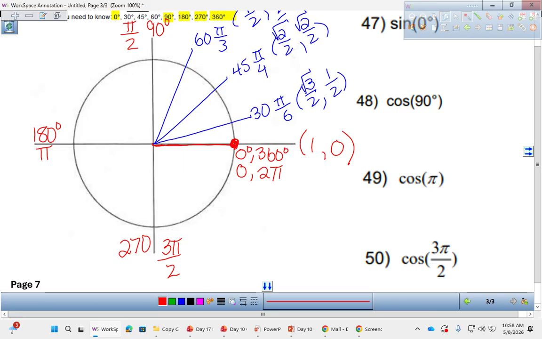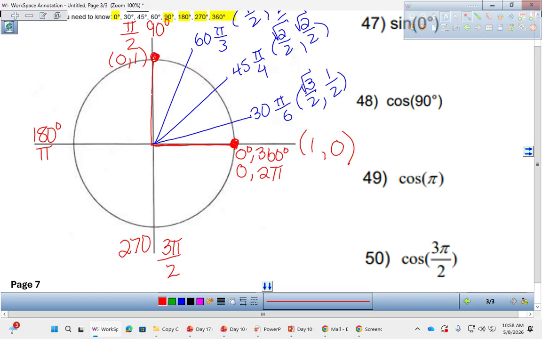So let's think about what this point is. 1, 1. Close. 0, 1. I'm not moving anywhere. I'm on the y-axis, which means my x value is 0, right? But my y value is the radius of the circle. So this is 0, 1.